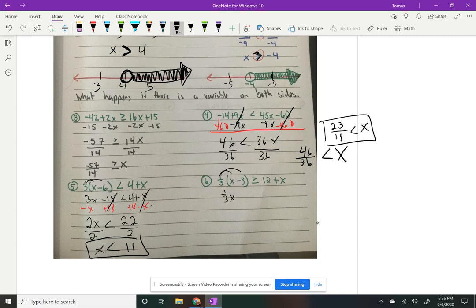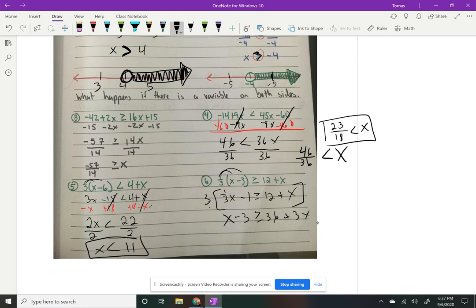Now, right here, I like to distribute, so I'm going to have 1/3 x. 1/3 times -3 is actually just -1, and 12 plus x. Okay. Here, I don't like to have 1/3, right? So what I'm going to do is multiply every single number by 3. And this way, I'm going to get rid of my fraction. So this and this will cancel, leaving me just x. 3 times -1 is -3. 3 times 12 is 36. 3 times x is 3x.